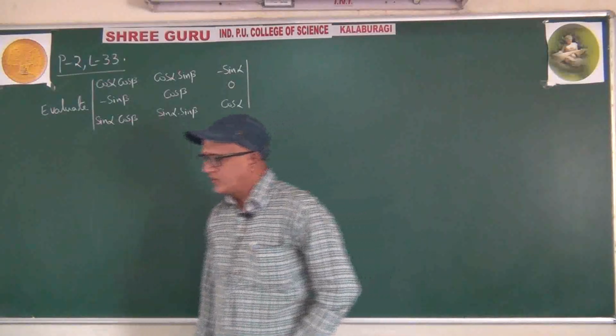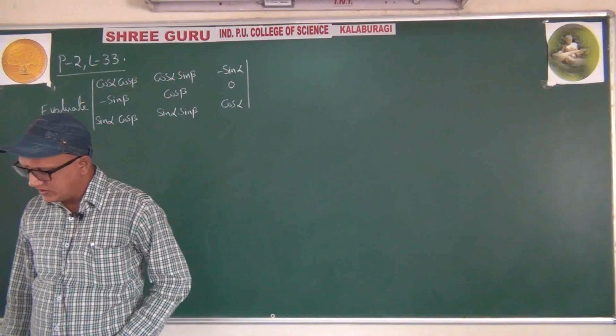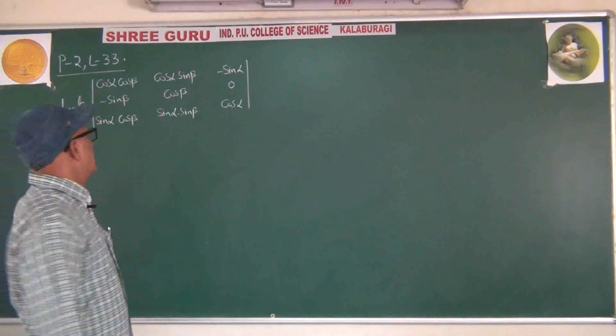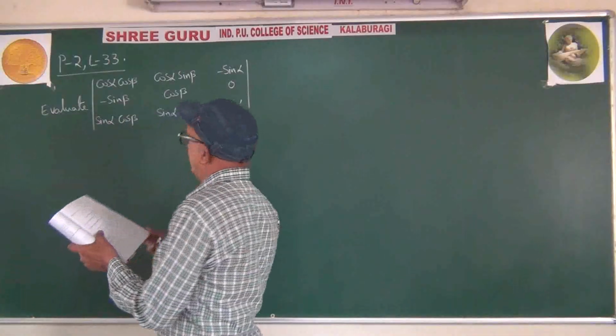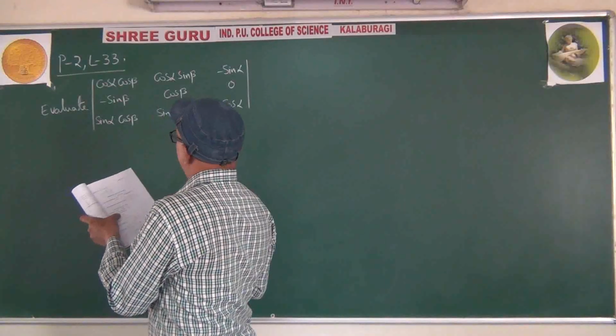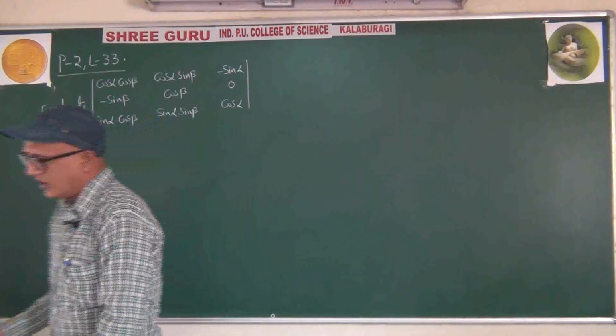In the last class, we started the miscellaneous exercise questions. Two questions are finished. This is the third question: the determinant with rows cos alpha cos beta, cos alpha sin beta, minus sin alpha; minus sin beta, cos beta, 0; sin alpha cos beta, sin alpha sin beta, cos alpha. This we have to expand.